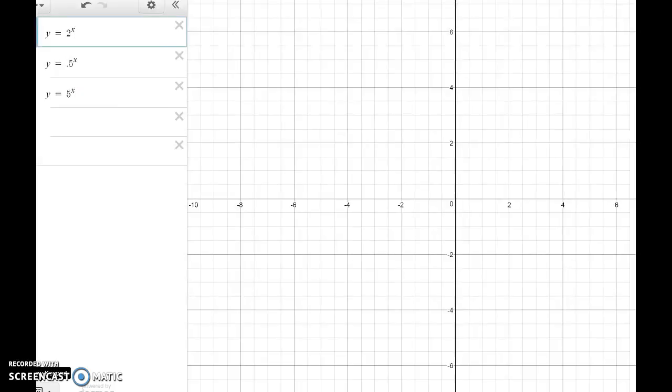All right, so first thing I'm going to do is just show you a few different parent functions that we might have. When we have these functions, this first one that we're going to graph, y is equal to 2 to the x power, this is considered the parent function for when our base is 2. Now when we graph y is equal to 0.5^x, this is our parent function for when our base is 1/2 or 0.5. And then when we graph y is equal to 5 to the x power, same thing. This is our parent function for this particular problem.